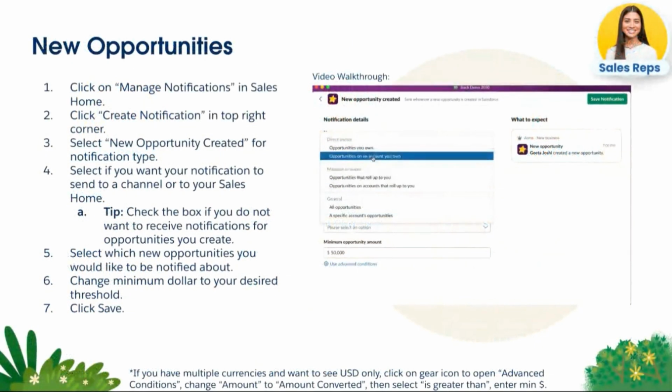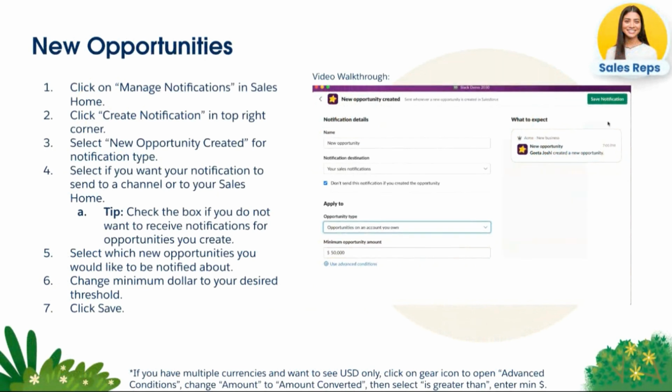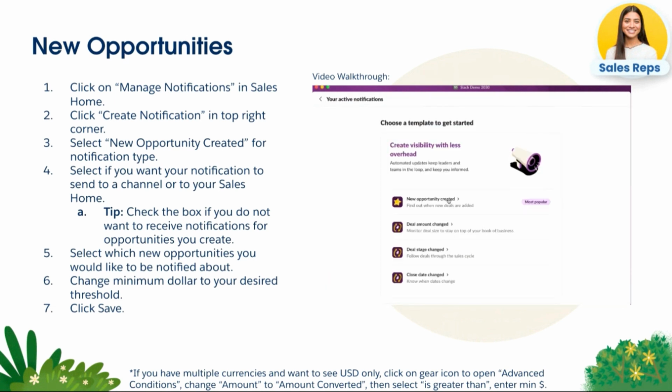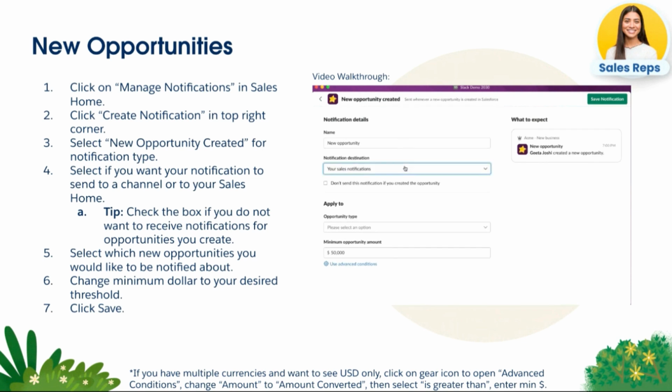Here we have how to set up a notification for a new opportunity that has been created. First, click on Manage Notifications in Sales Home. Click Create Notification in the top right corner. Select the New Opportunity Created option for notification type. Select if you want your notification to send to a channel or to your sales home.